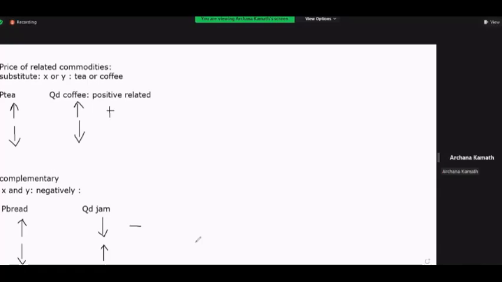Okay. So substitute goods are positively related, and complementary goods are always negatively related. This is very, very important. Based on this, we'll be working out numerical questions as well. So the first factor was the price of the commodity. The second factor was the price of related commodities. And the third factor, which you have already mentioned, is the income of the consumer. I should see whether my income is allowing me to purchase that commodity. So, income of the consumer.